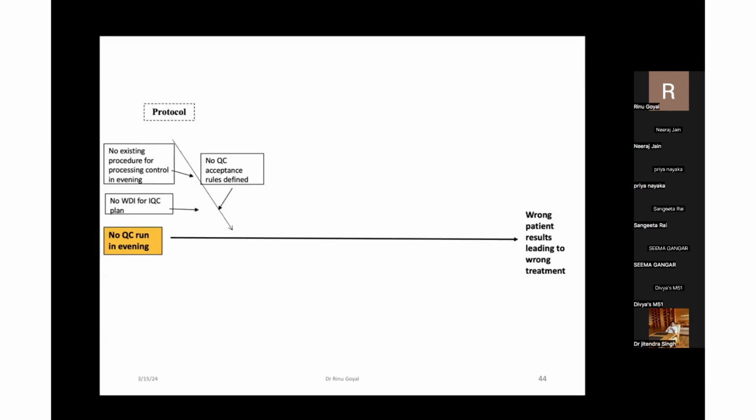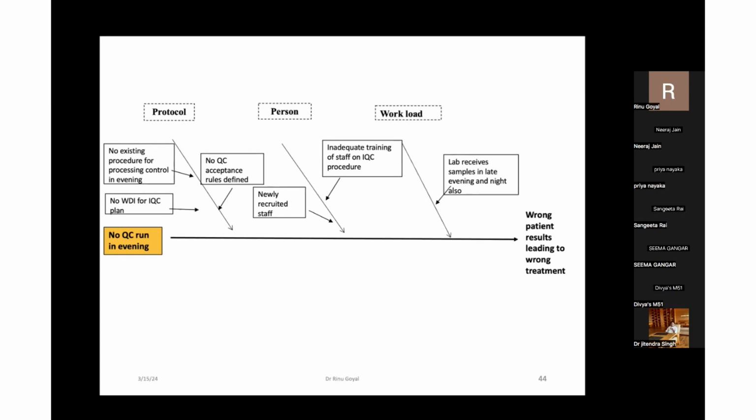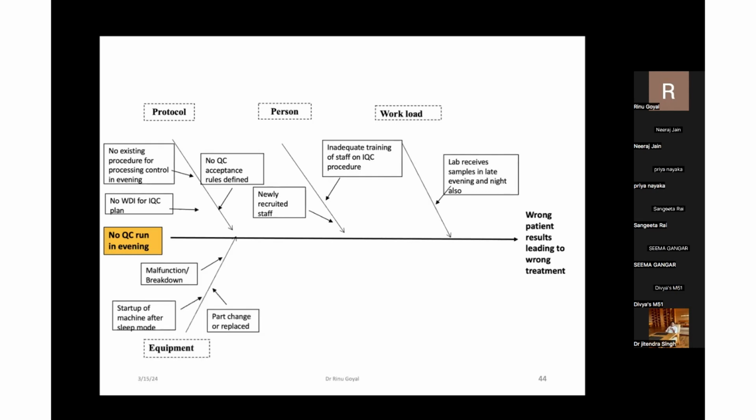So the laboratory has enlisted so many causes. The protocol: there is no existing protocol, which is why they are not running controls. There is no acceptance criteria defined, maybe. It is important because maybe a new person joins and is put on duty in the evening hours, and if there is no process to identify that the results are correct, because QC is something which tells us whether the process is right or wrong, the reagents, the machine, everything. So the person will process the sample and release the result. There may be increased workload in the evening hours, and if the late night samples are reported wrong, that will be a problem.